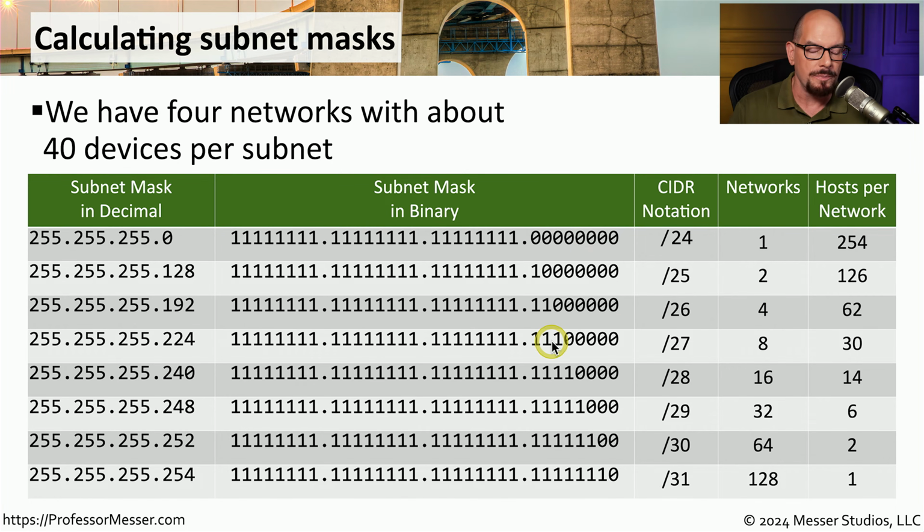The next step would be to borrow one more bit from the host side. So now we're borrowing 3 subnet bits, which means our subnet mask is 255.255.255.224, or a /27. If we subnet in this way, we can have a maximum of 8 networks, but it would only allow for 30 hosts per network. This means that the optimal subnet mask, if we're looking for a total of 40 devices per subnet, would be the next one up, or the /26, which would give us 4 networks and a maximum of 62 hosts per network.